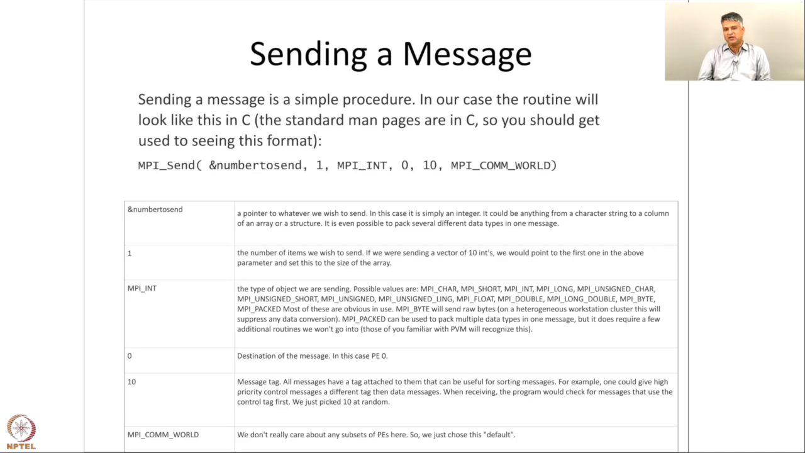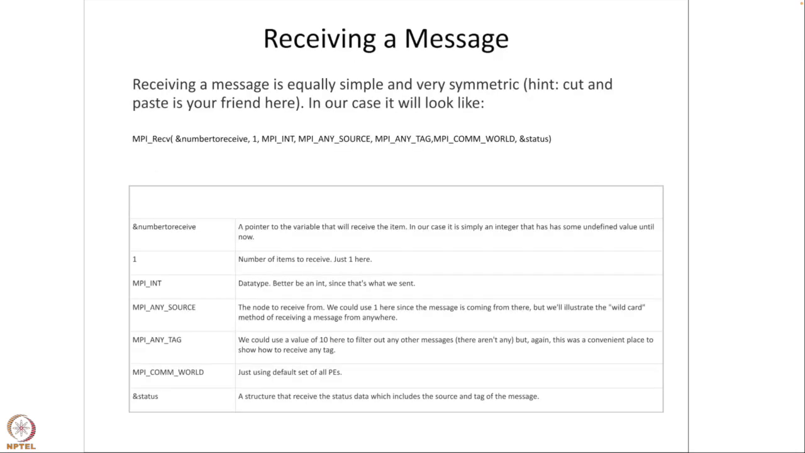In advanced MPI, you can create subsets of MPI processes where I will send the message only to a subset, not to the entire communication world. But for now, we will leave it at the default of communication world. If there is a send, there has to be a corresponding receive. And receiving a message is very simple and has a symmetric sort of nature.